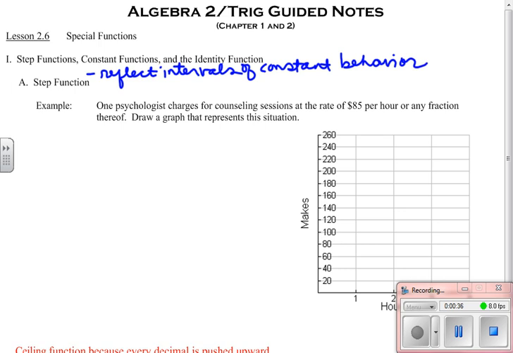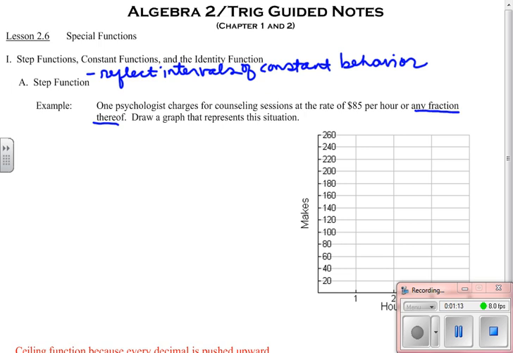So if you think about your cell phone plans, you pay for every part of a minute you use. So if you talk for 1 minute 20 seconds, you actually get charged for 2 minutes. It rounds up, and this is called a ceiling function. If you make a counseling session appointment and you are only there for 1 hour 35 minutes, you're actually going to potentially be charged for 2 full hours because they round up for any fraction thereof, any fraction of an hour, fraction of a minute.